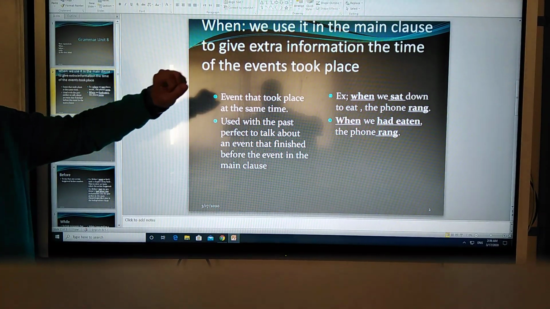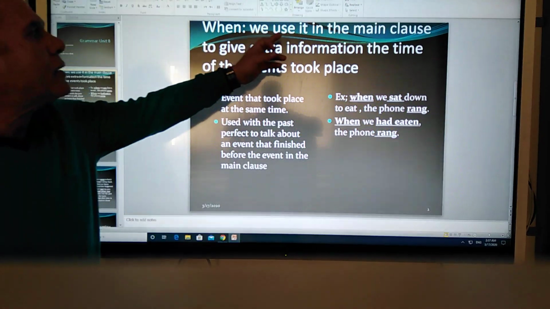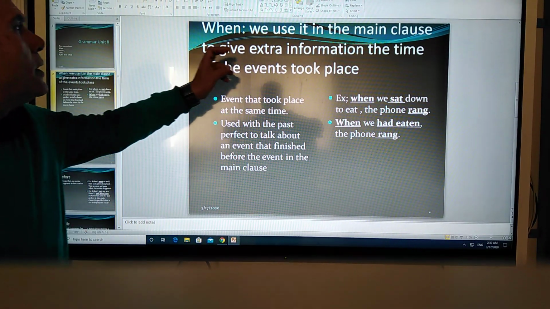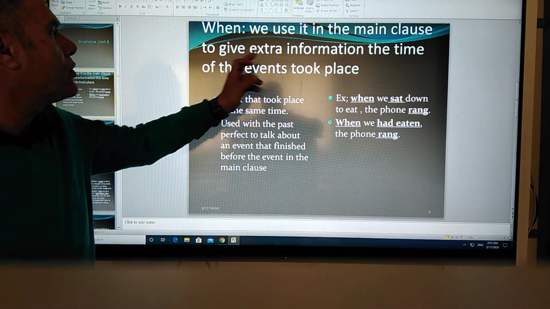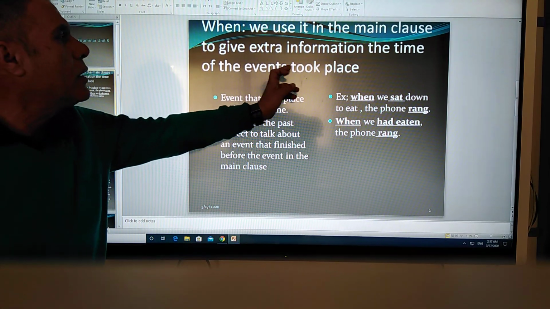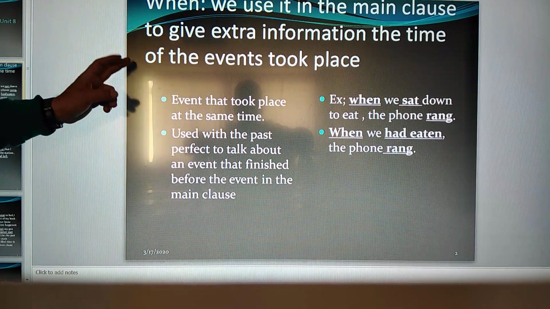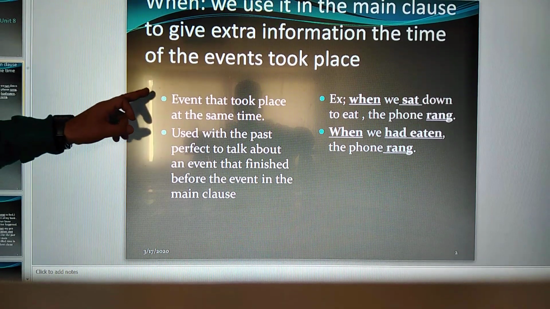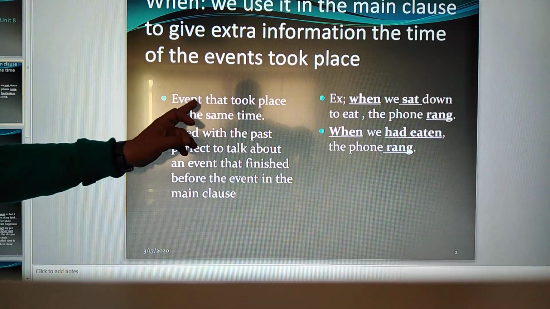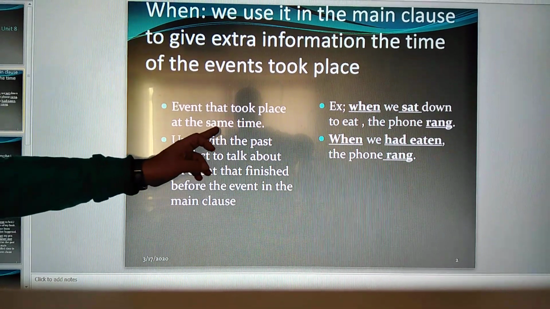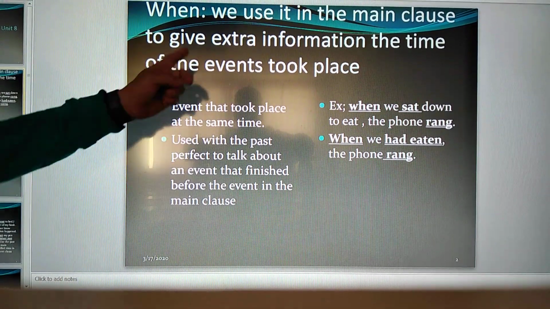Number one is when. When we use it in the main clause to give extra information about the time the events took place. Took place means happened. Let's start with the usage of when. We use it in events that took place at the same time. Two actions happened at the same time.